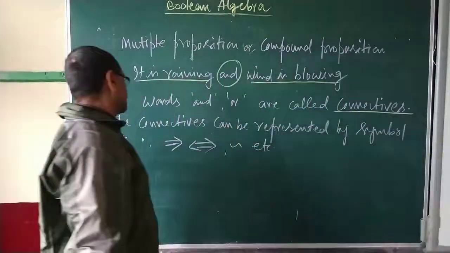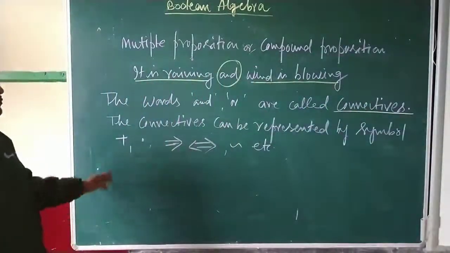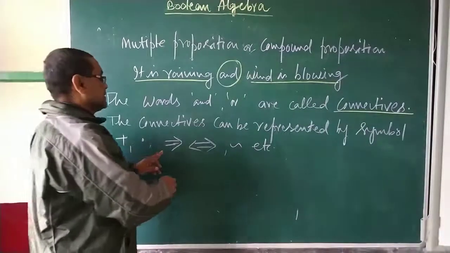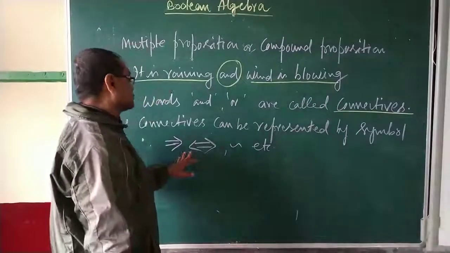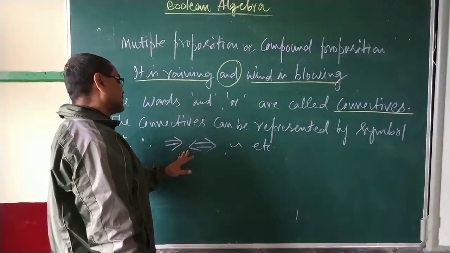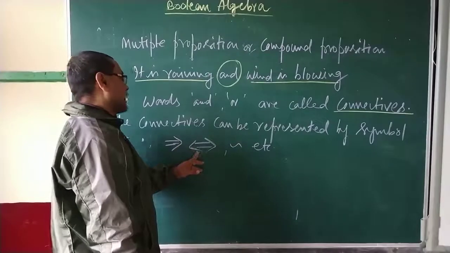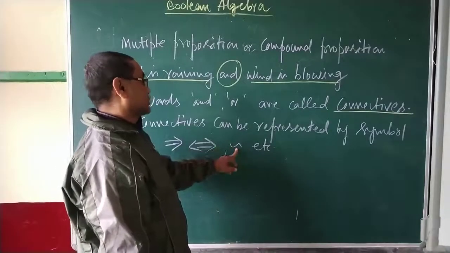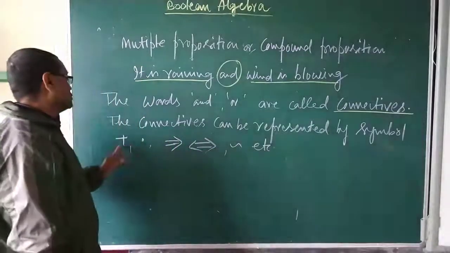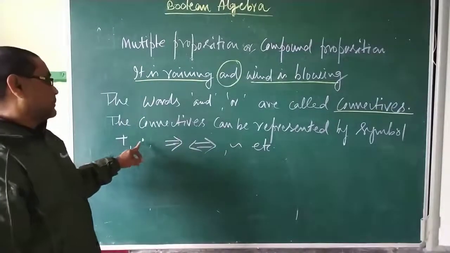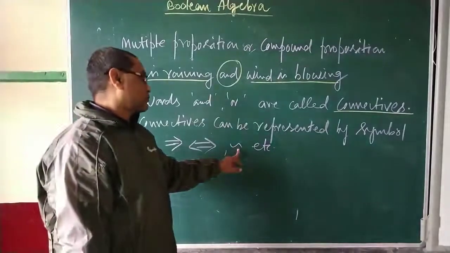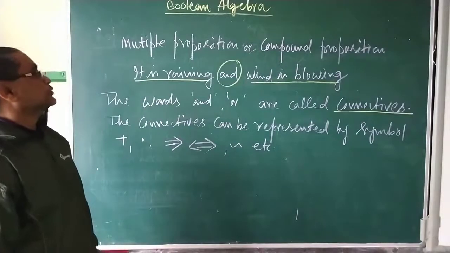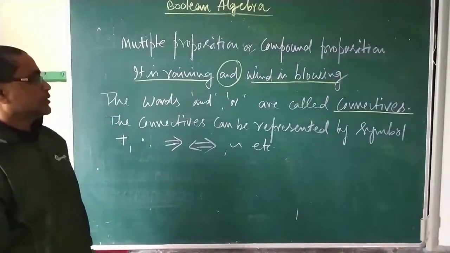These connectives are represented by symbols. This is the or symbol. This is and. This is if then. This is if and only if. These two I will tell you about. And this is not. These are the connectives. You already know the application of or, and, and not. These two I am coming to, and these are called connectives. They are used in the case of multiple propositions.